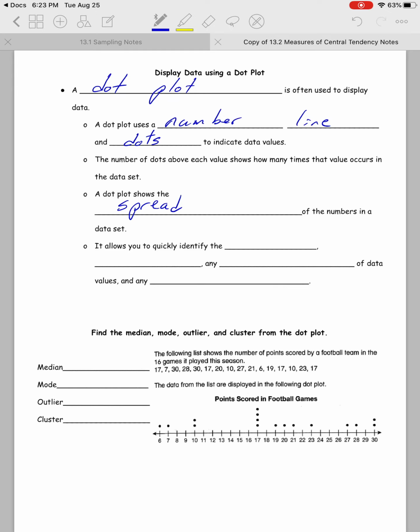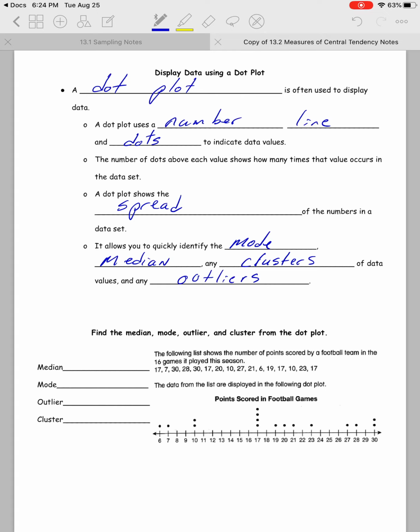It allows you to quickly identify the mode, median, and clusters or groups of data, and any possible outliers. So let's take a look. Let's look at this dot plot. Find the median, the mode, the outlier, and clusters. First let's look at the mode, the most of the numbers, right?